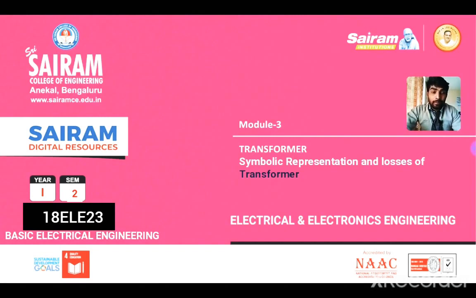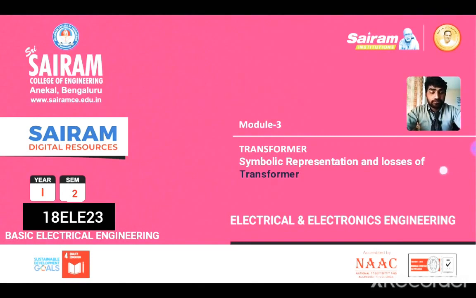A transformer has two main parts, one is the core and the other is the winding. The winding is made up of copper, so it gives copper loss. The core is made up of iron, so it gives iron loss, or core loss. You can directly remember the losses based on the parts of the transformer. The losses are eddy current loss and hysteresis loss, which are core losses, and copper loss, which is I square R loss. Now we will see the symbolic representation.